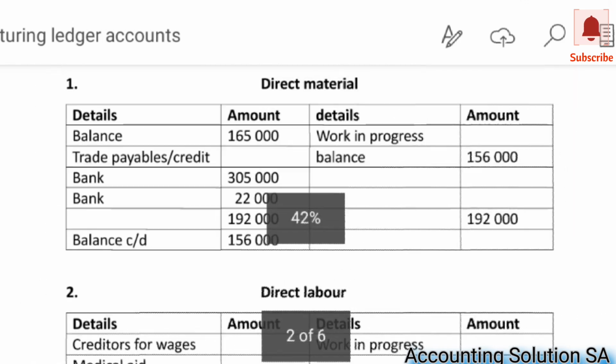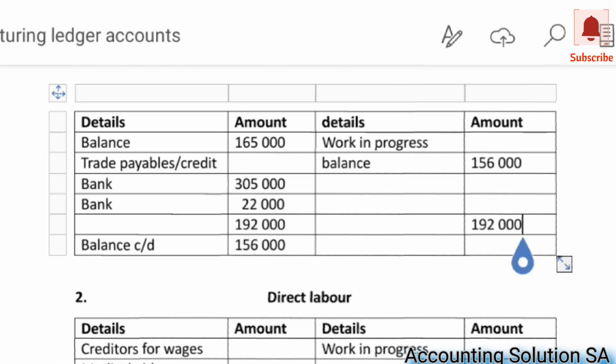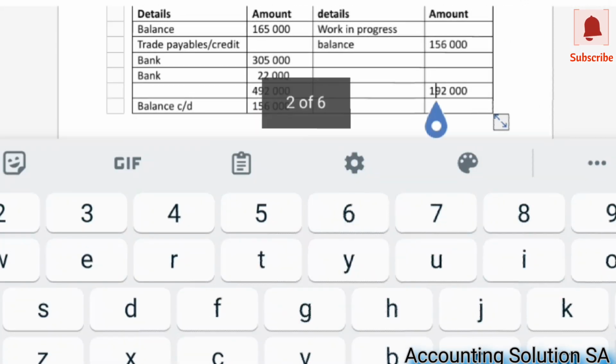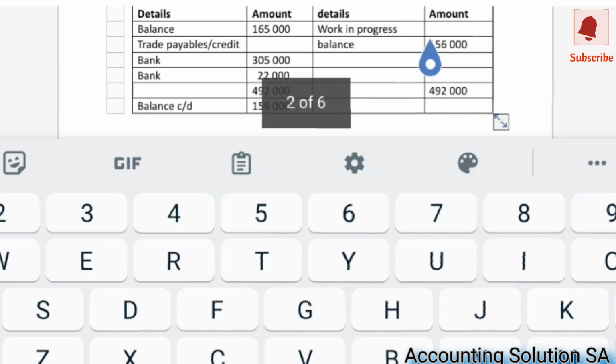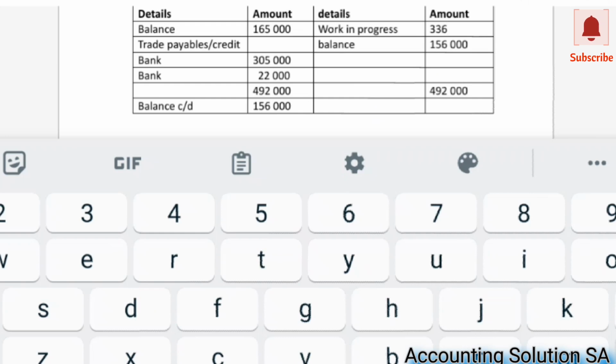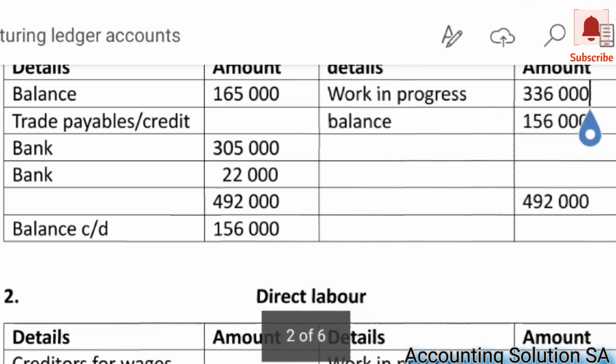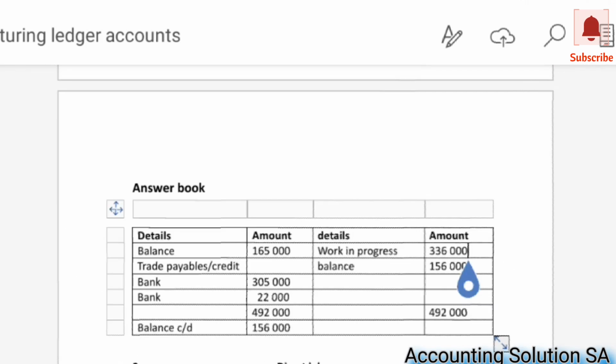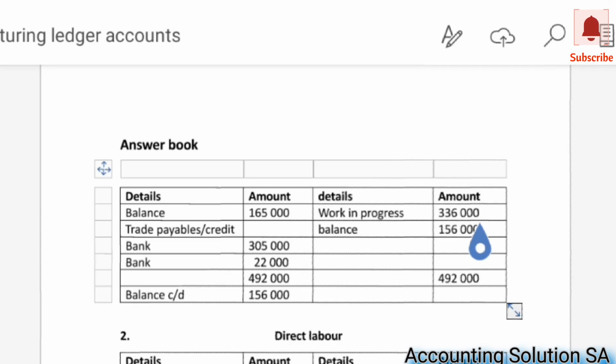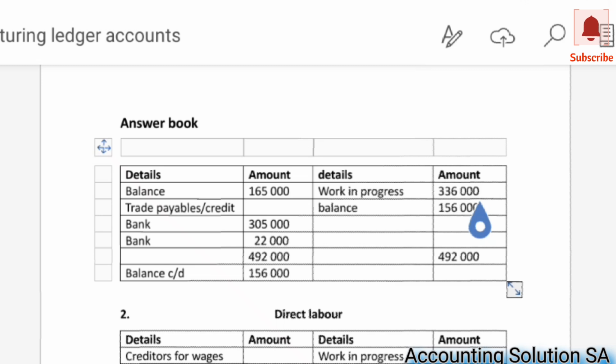Then after that, now we have to find work in progress as a balancing figure. A simple step. We're going to say, okay, it's not 192 guys, it's 492. Apologies. Then after that, we're going to say 492 minus 156,000, which is going to give us 336,000. Simple as that, guys. So this is our account, a freebie, guys. This one is a freebie.